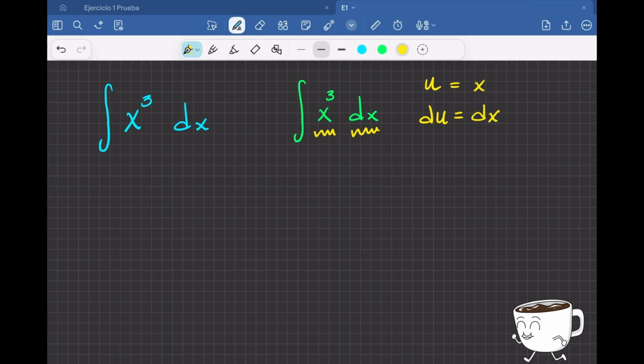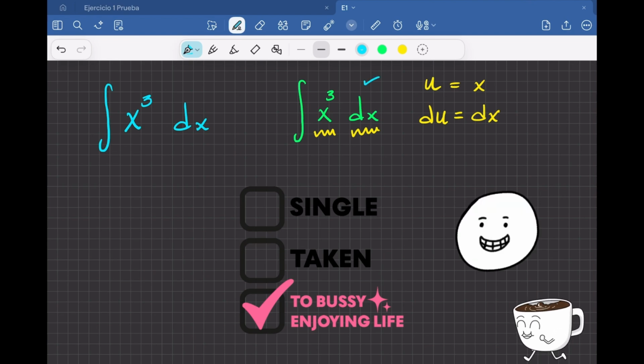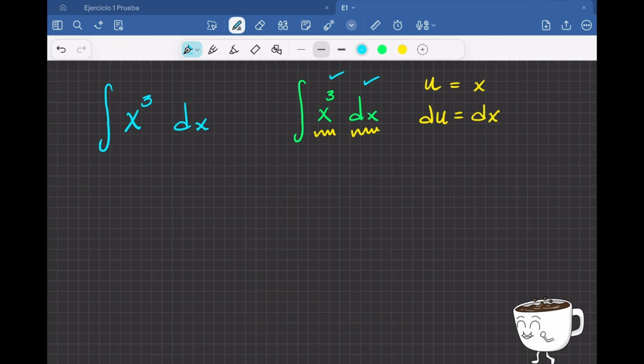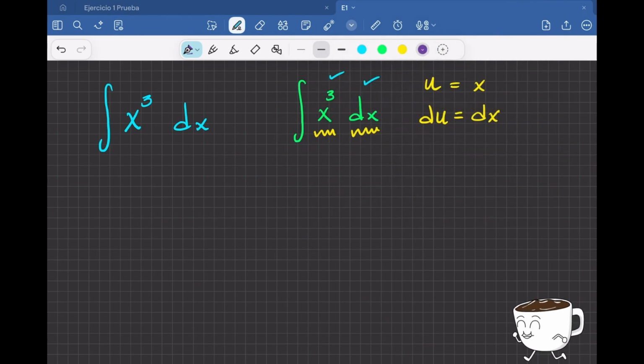Our u, we had discovered that it is the part of the integrand that we will independently integrate of the exponent. That is, our u, in this case, would be x, which is what we want to integrate, leaving out the exponent, and our du would have to be the derivative of that x. Our derivative of x is dx, perfect. In this case, we would have u and the derivative of u, which is dx.